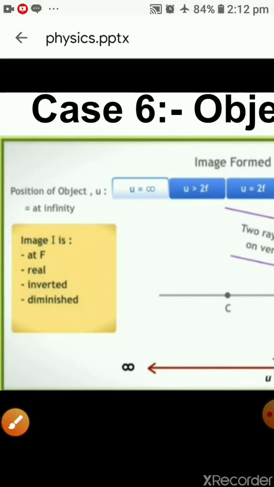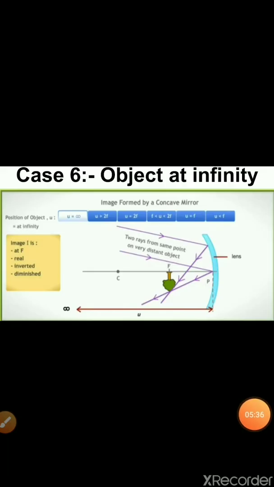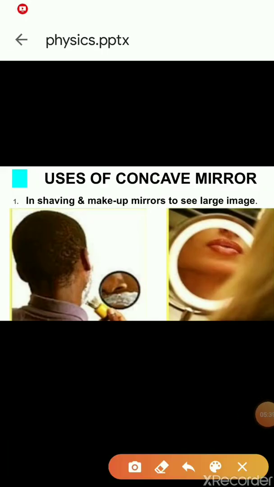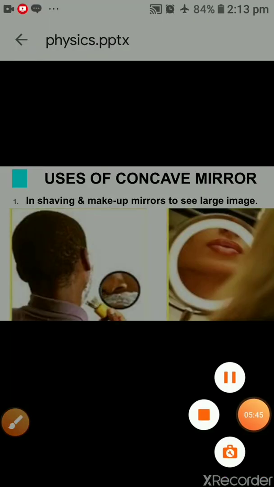So these were our 6 cases, 6 different cases you have seen here, and now you will understand well how the images are formed. Children, you have to practice all these 6 cases and these ray diagrams also. Okay, now moving towards the next topic. Cases are finished now. Now the next topic is uses of concave mirror.